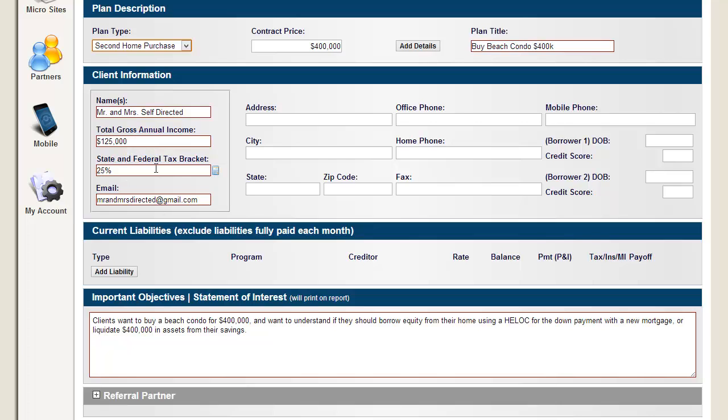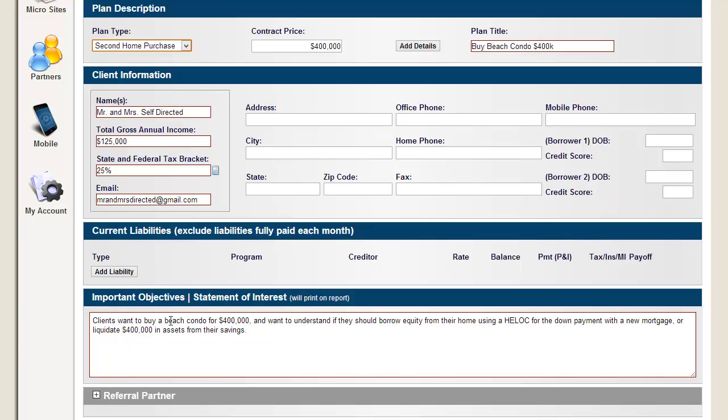So no change there. We don't need to add any current liabilities since this is a purchase and this client has no other current liabilities other than a primary mortgage. But given that we're just simply going to address, do I pay cash or borrow, I want to keep this as clean as possible. Why add additional variables if they don't help me answer the specific question that's being stated?